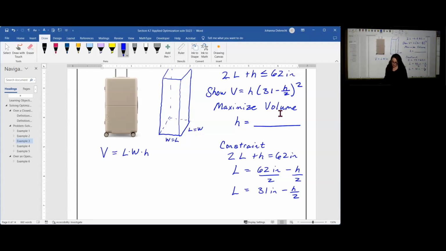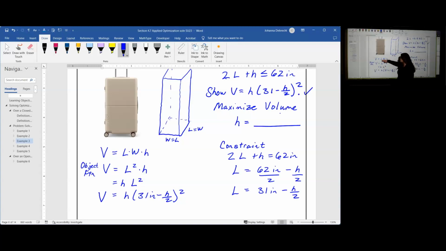I remember that L and W are the same width, so I can rewrite the objective function in terms of L and H only. This would give me L squared times H, or I could write H times L squared. Then when I substitute for L, I get the equation I was trying to prove. I've done the first part, so now I turn my attention to maximizing the volume.